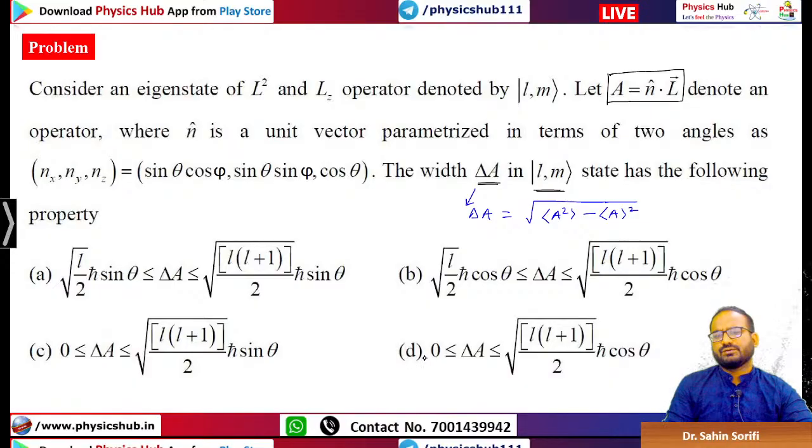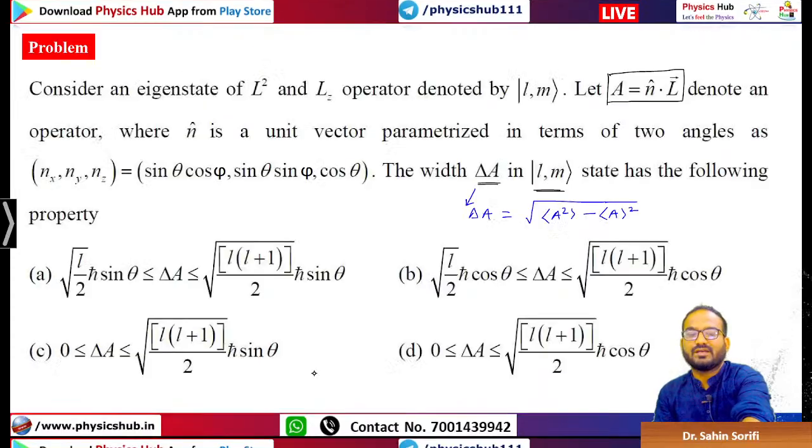Okay, I want you to try it by yourself first, then I will give you the solution. I am just giving you a hint. You need to find out this, there is no confusion in it. Now about this, A is equals to n cap dot L. Let me just give you a brief hint about this, then we will discuss this on the next day. A is equals to n cap dot L. This is given to you.